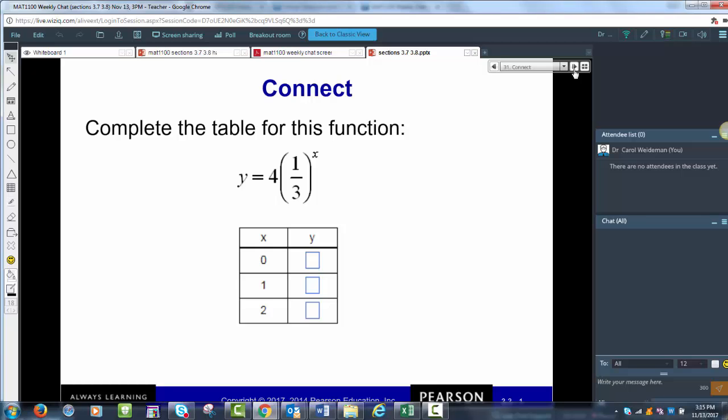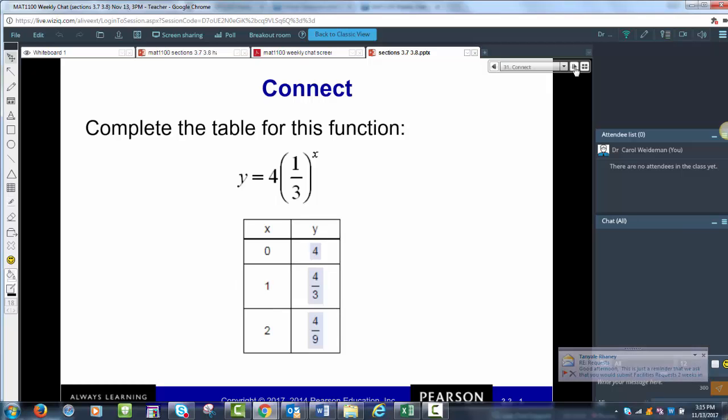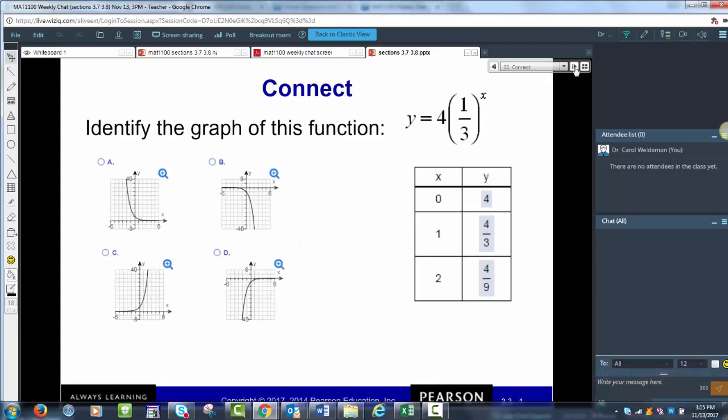So for instance, if we want to construct a table for this one, these are some of the homework problems you're going to see. This is simply saying, okay, let's take some x values, substitute in here, and what do we get? So look at this. When x is 0, this becomes a 1, so y is going to be 4. When x is 1, this is going to become 4 over 3. And when x is 2, this is going to become 4 over 9.